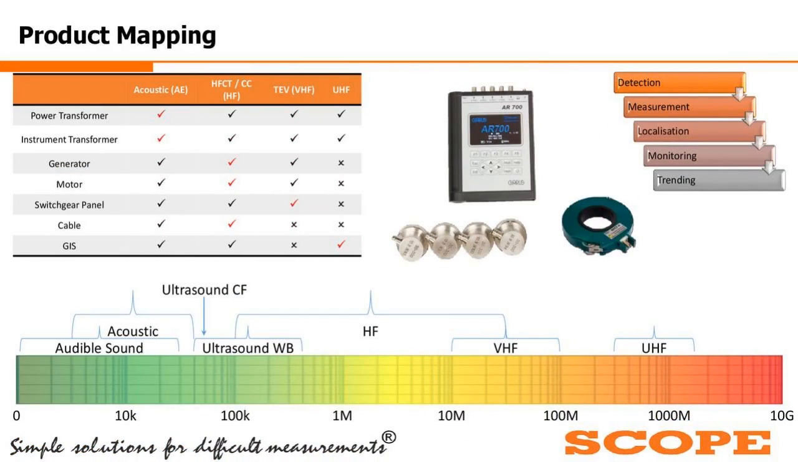Next comes your PD specialist kit for the acoustic system. As we discussed, acoustic is most recommended for power transformers. Here you have got 4 acoustic sensors and 1 HFCT sensor. The HFCT sensor is for noise cancellation, and these 4 acoustic sensors are placed on the tank of the transformer. With the help of time of arrival, the principle that we just discussed, we try to localize the partial discharge inside the transformer tank. That is one of the most important aspects of this kit: it does detection, measurement, localization, and monitoring and trending can be done.